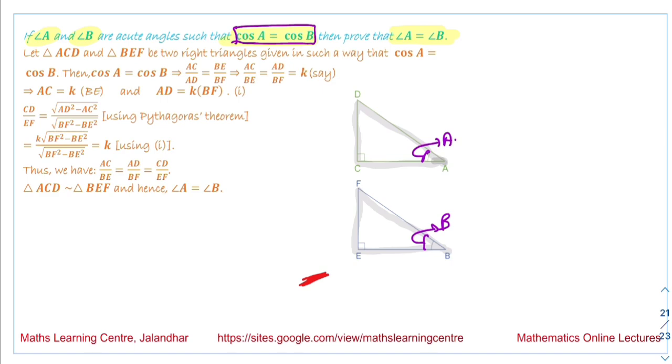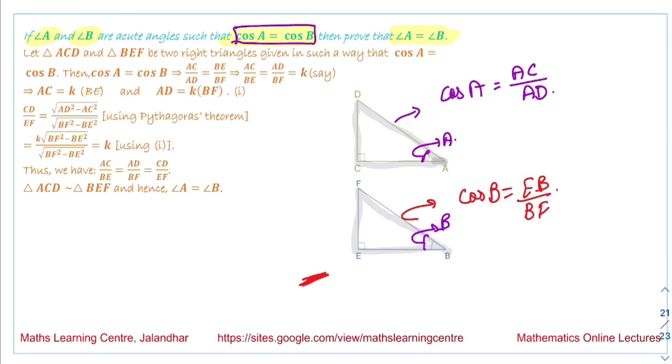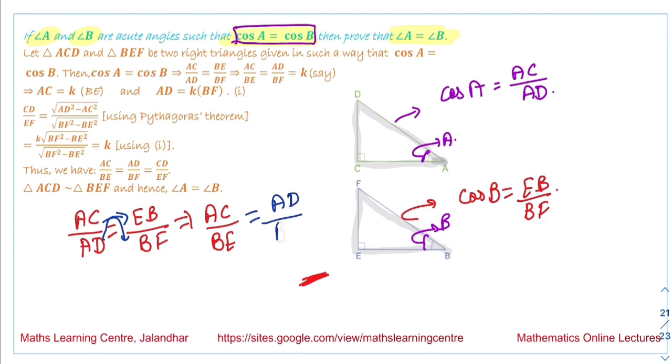It is given that cos A is equal to cos B. It means if we write from this triangle, the value of cos A will be equal to AC over AD. From this second triangle, we are saying the value of cos B is equal to EB over BF. It is given that both these values are equal to each other. So what we get is that AC over AD is equal to EB over BF. So this gives us, by cross multiplying these terms, AC over BE is equal to AD over BF.